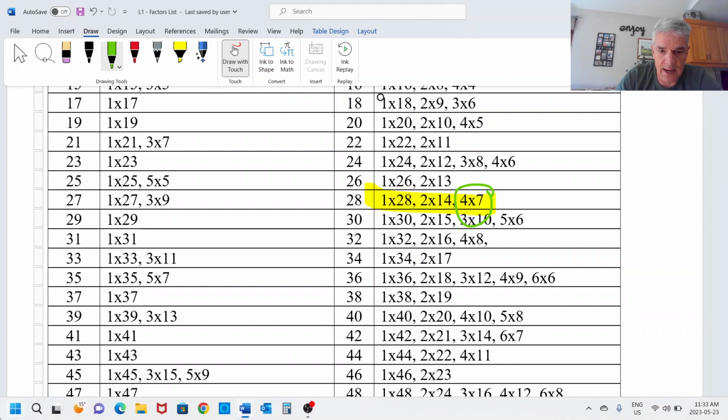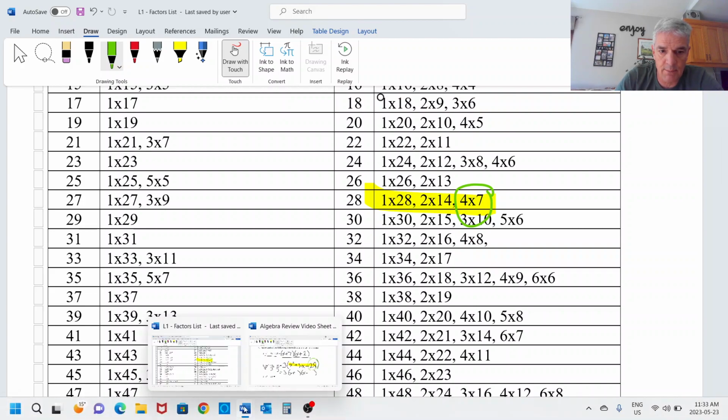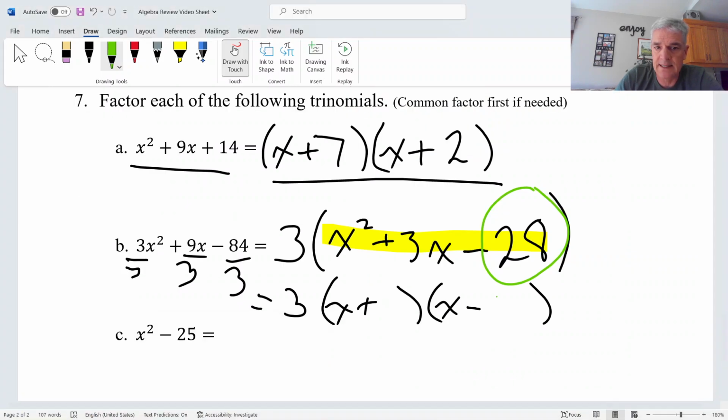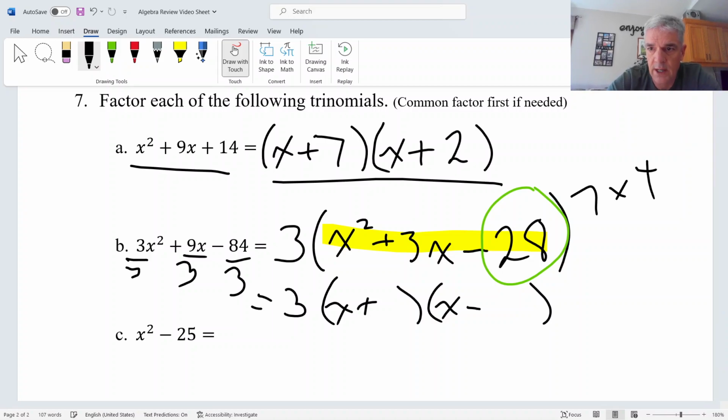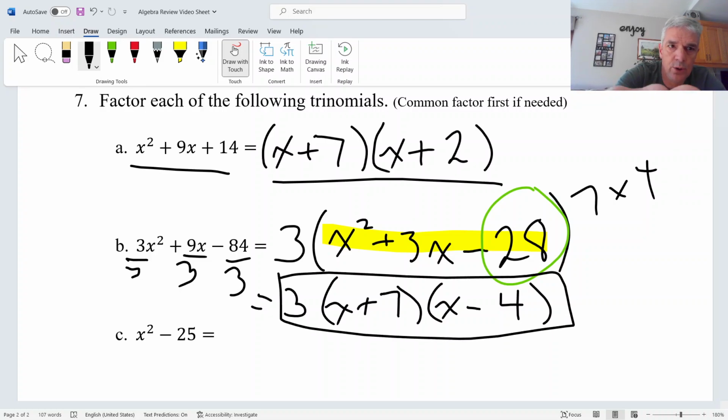Okay, so I go back to the other one. I'm doing it on my computer, but you can do it on your paper. We determined the two numbers to be 7 times 4, which is going to give me 28, and they have a difference of 3. The bigger number goes here, the smaller number goes here, and I have my answer right here. Don't forget to include the 3 out front. That's a common mistake. You will lose a mark if you don't include the 3 out front, okay?